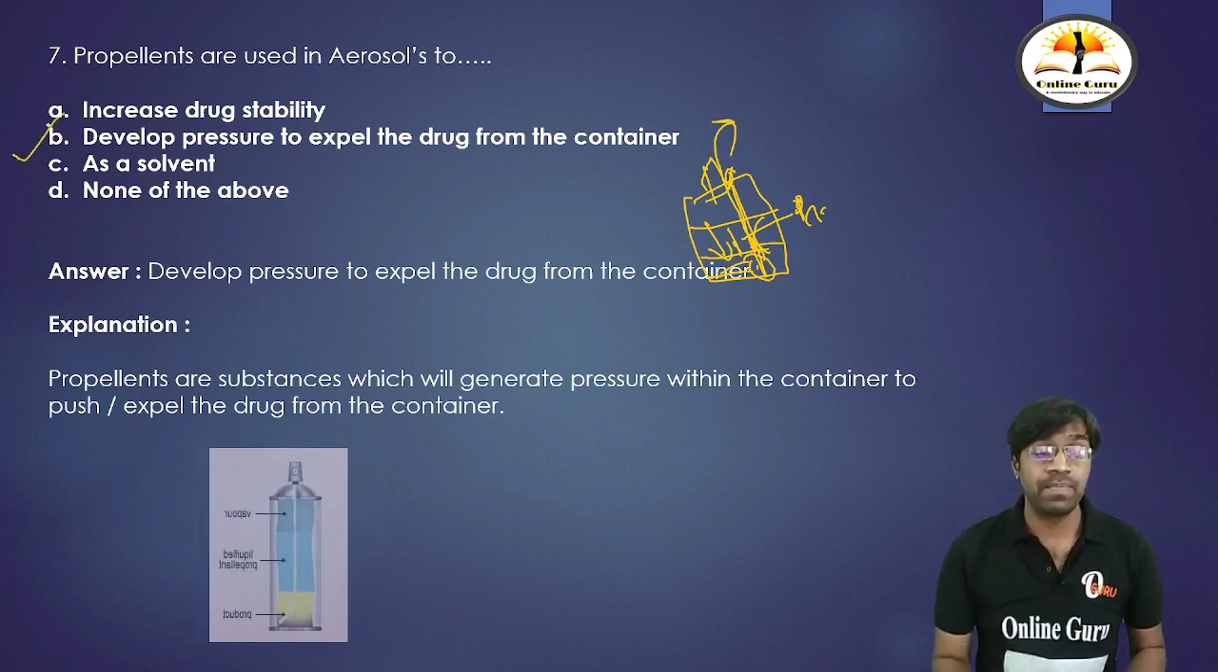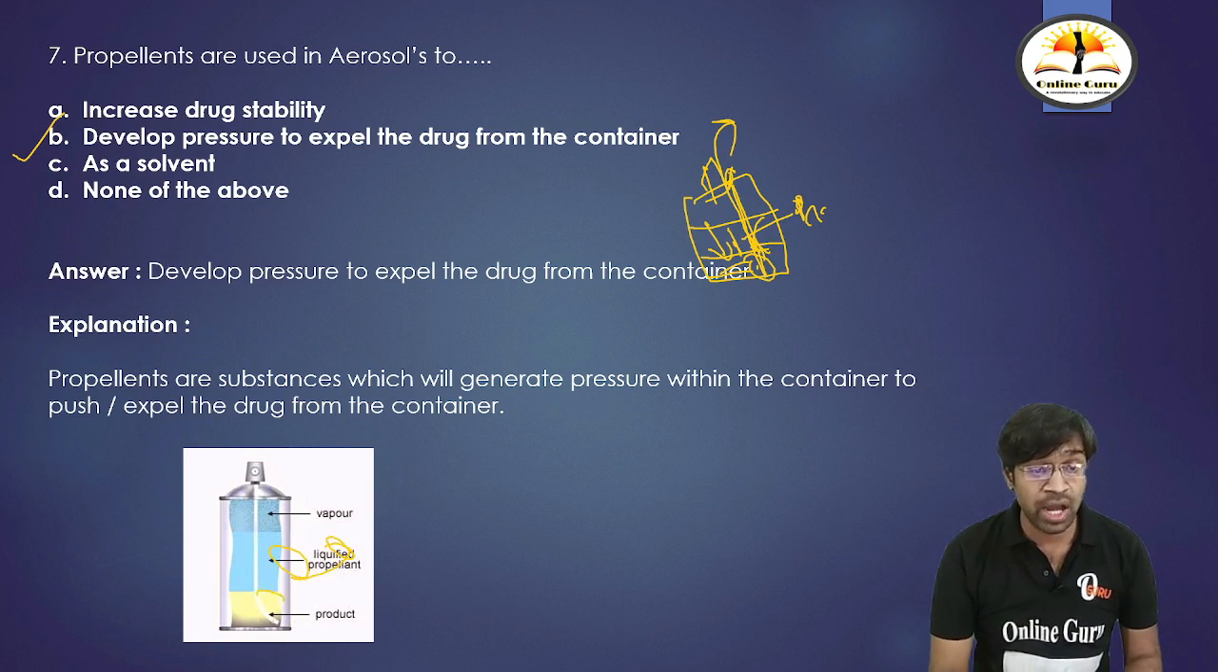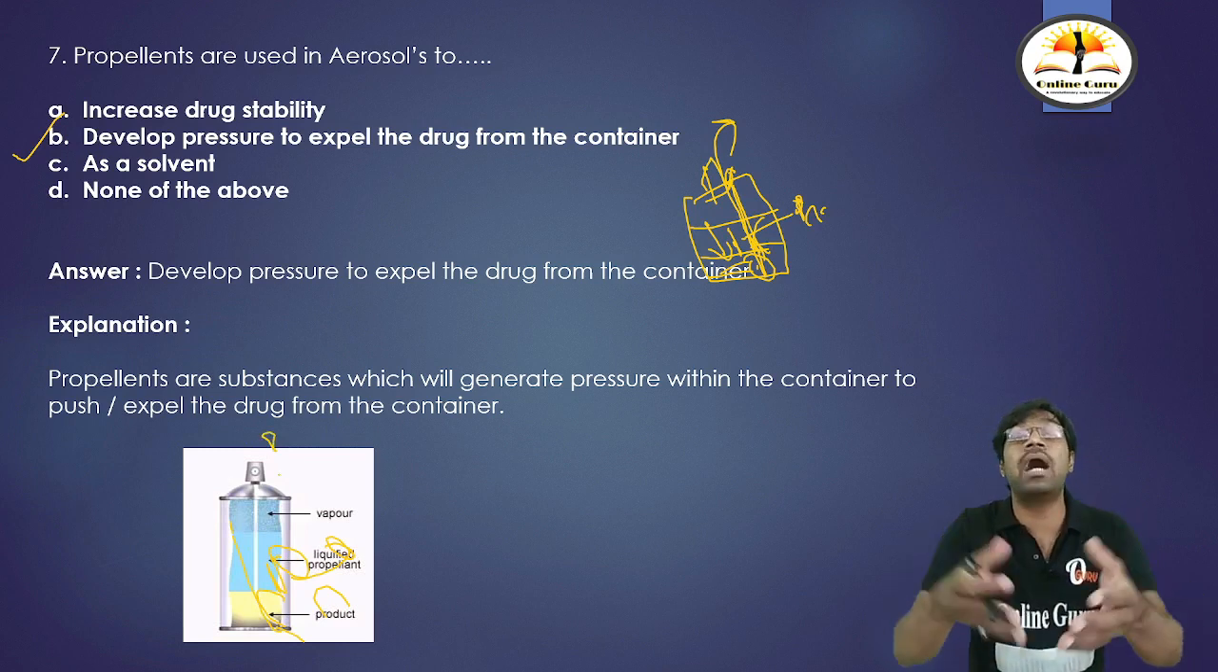Let's see the diagram. See here, this is the propellant, this is the product, that is the drug. When the nozzle is pressed, these propellants are going to generate a pressure inside the container which will expel the drug from the container, so that the drug can be released outside the container.